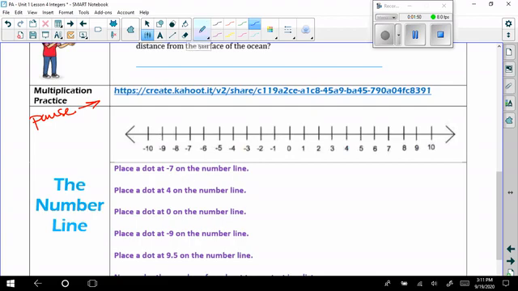What I would suggest you do is try to do different colors for each one, just so that I know which one is which. So I'm going to do blue for -7. I'm going to be a light green here for the 4. I'm going to do a pink for the 0. -9, we'll do green for -9. And then 9.5, that's where we get that rational because it's a decimal. Let's do purple, the rational. 9.5 is between 9 and 10.